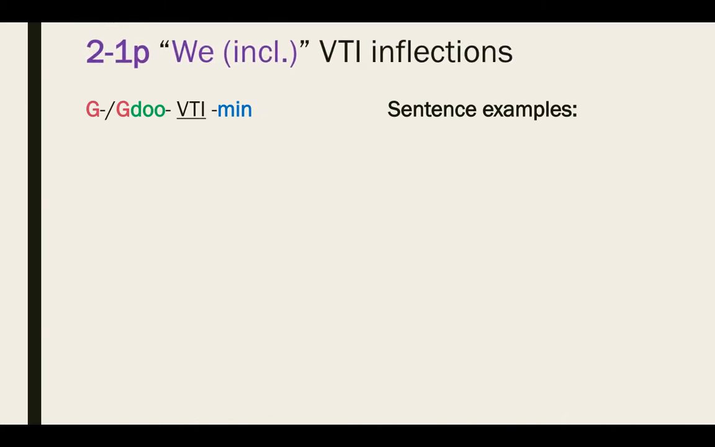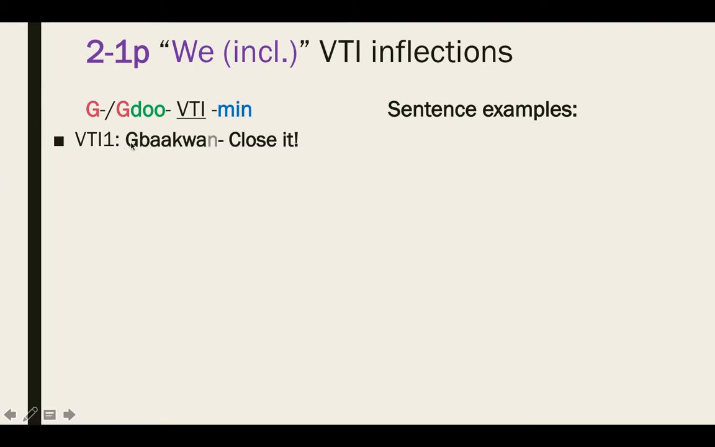Now we're moving on to 2-to-1 person. So it's the we inclusive. So same thing as before. We're gonna have our grammatical explanation here, and then some sample sentences, and then I'm gonna give you a chance to try and translate these on your own. So we're gonna use the VTI-1 gabak one, which means close it.